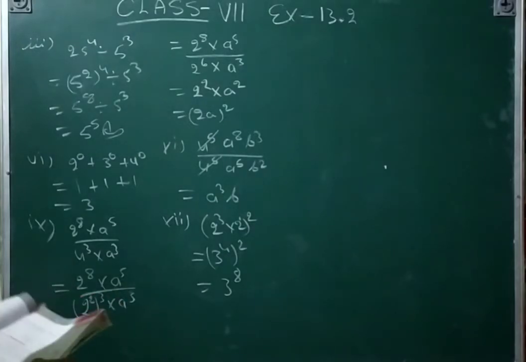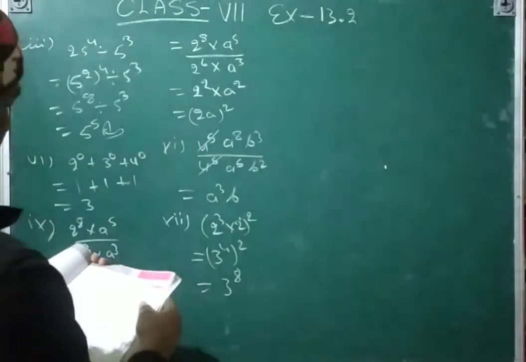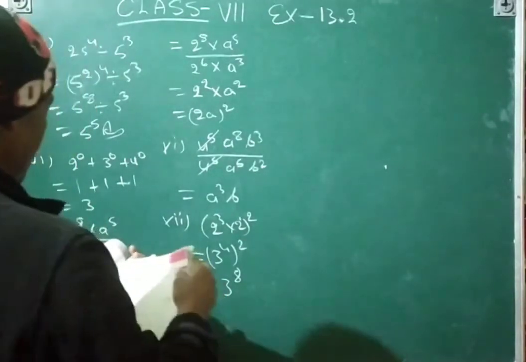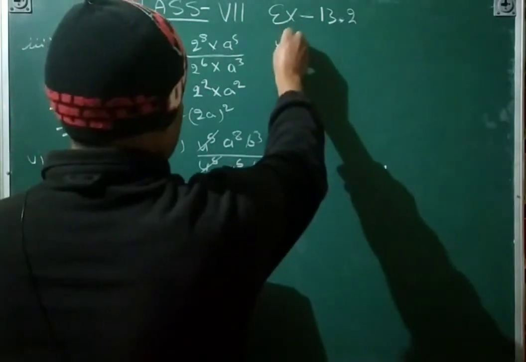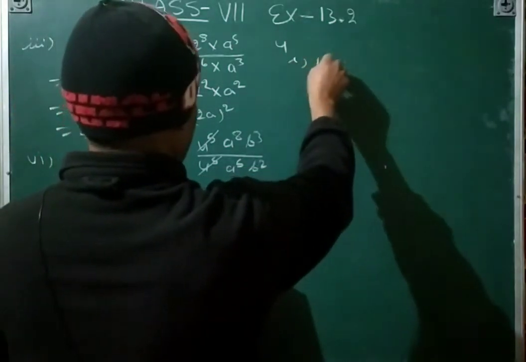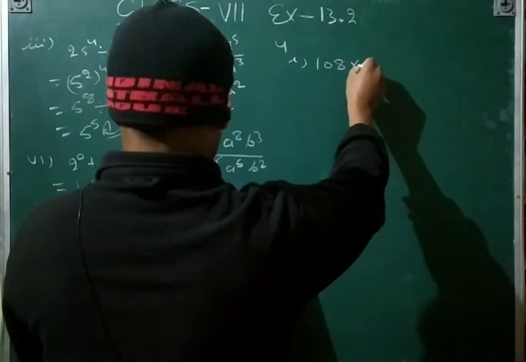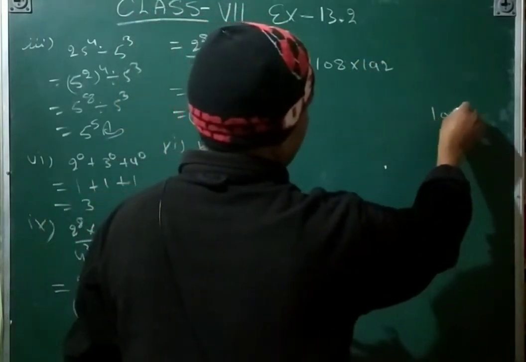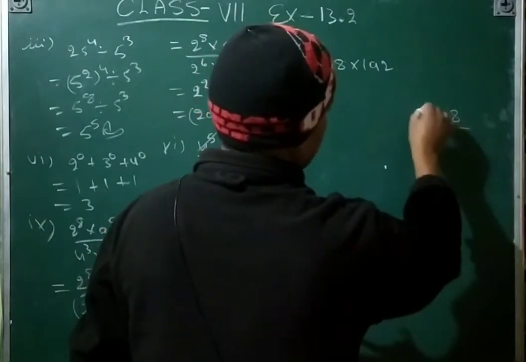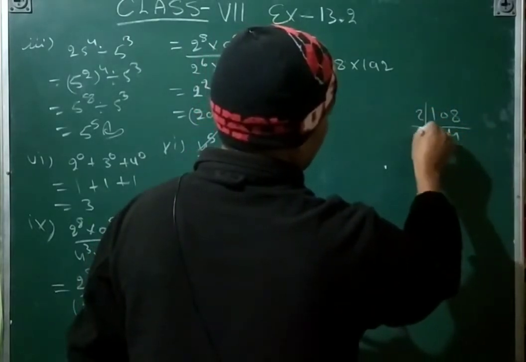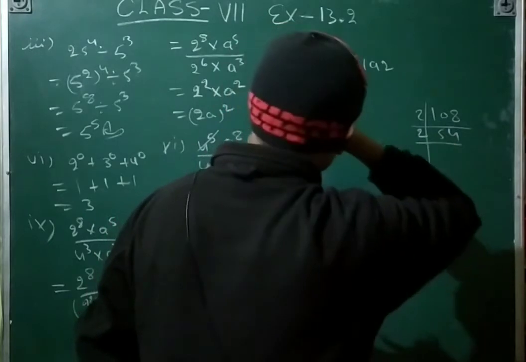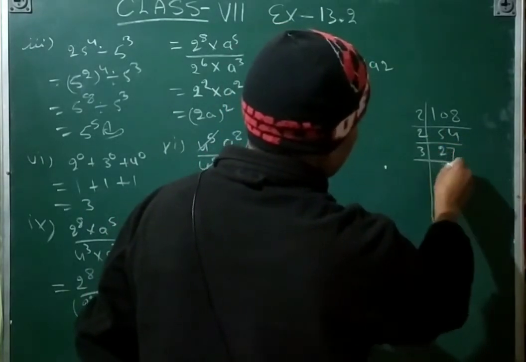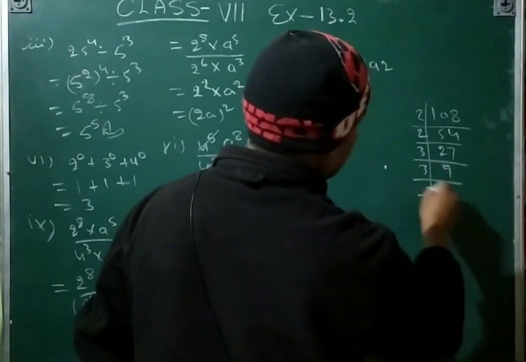And then fourth question, express each of the following as a product of prime factor only in exponential form. So that first part, 108 into 192. First of all, we will convert that 108 in prime factor. 2 fives are 10, 2 twos are 4, 2 ones are 2, that is 2 2s, 2 7s, 3 9s, 3 3s.